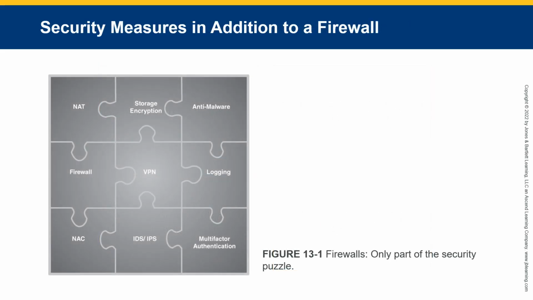All right. So, security measures in addition to a firewall. Well, you have your firewall, as you can see here in this little picture. It is just a piece of the puzzle. We have NAT, we have storage encryption, anti-malware, logging, VPN, network access control, the NAC, multi-factor authentication, and then IDS, IPS. All of these are parts of a security puzzle.